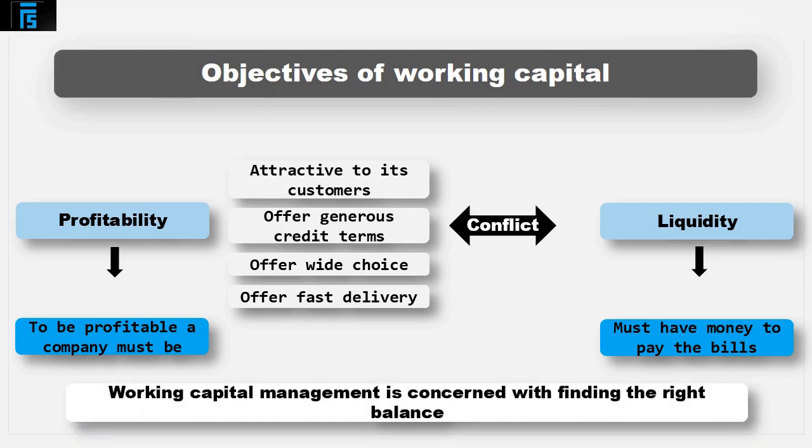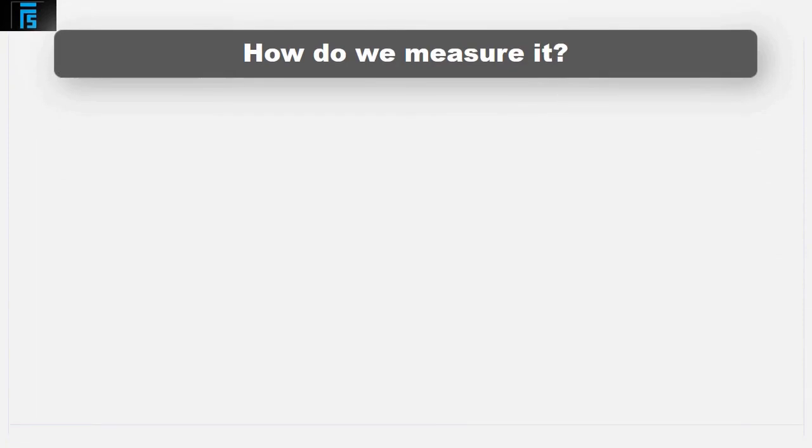Accordingly, working capital management is concerned with finding the right balance, i.e., investing enough to attract customers whilst at the same time maintaining sufficient liquid resources. The compromise required can be depicted by the cash operating cycle, and this aspect will be discussed in more detail in a separate presentation. How do we measure it?